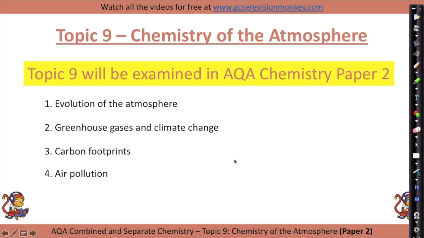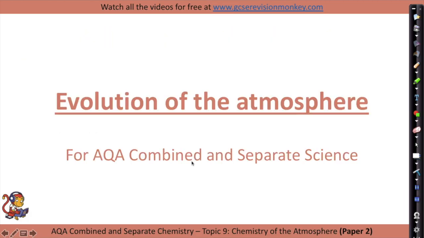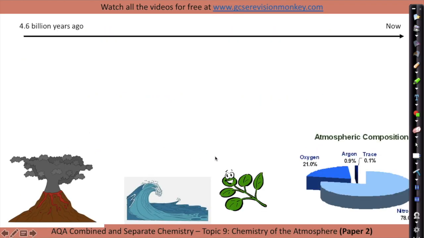Topic 9 is all about the atmosphere, starting with how the atmosphere evolved and then how it's changing through climate change and leading through to air pollution. First of all, we'll talk about how the atmosphere evolved. So Earth is approximately 4.6 billion years old, we think, and the early atmosphere, we believe, was mostly carbon dioxide, similar to what the atmospheres of Mars and Venus are like today.